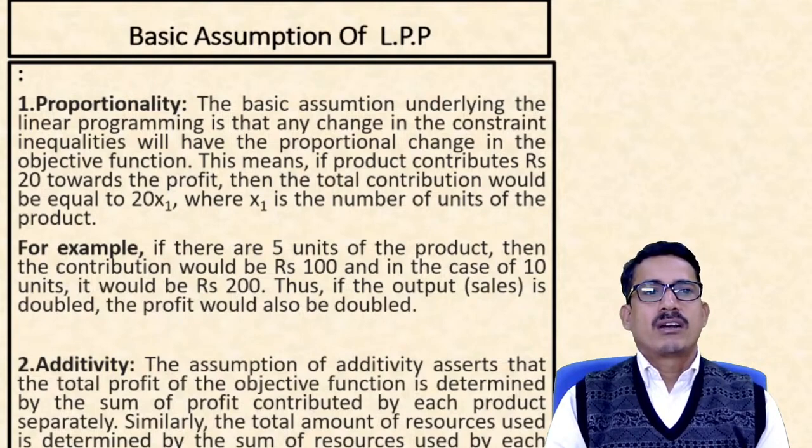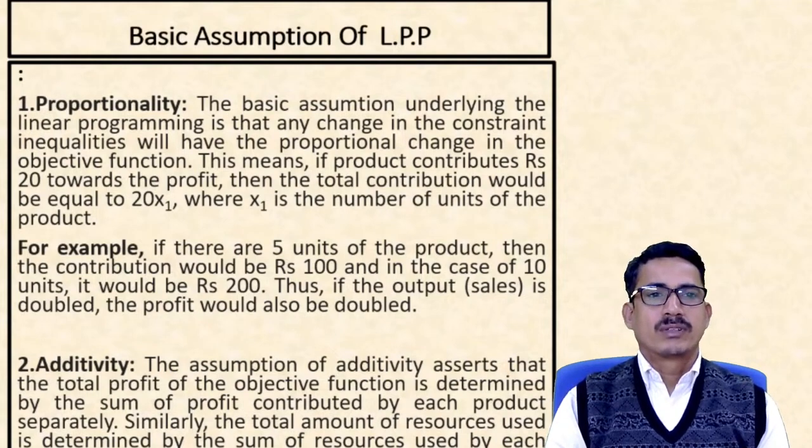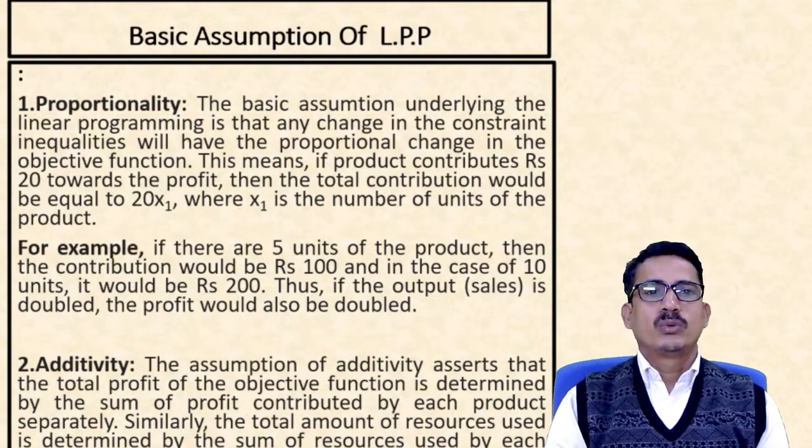But the basic assumption underlying the linear program is that any changes in the constraint inequality will have the proportional change in the objective function. Which means if the product contributes rupees 20 towards the profit, then the total contribution would be equal to 20x1, where x1 is the number of units of the product.